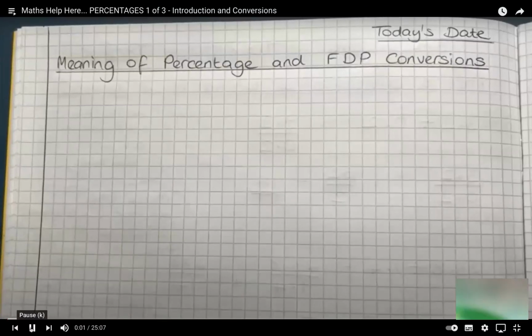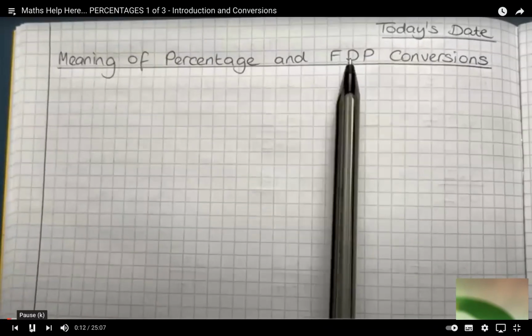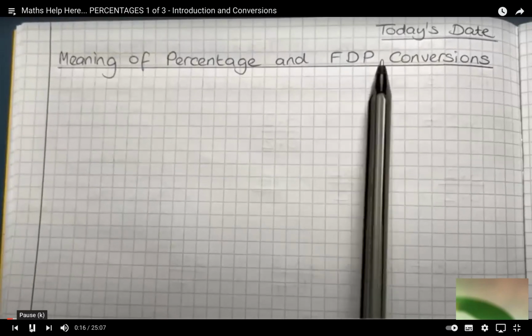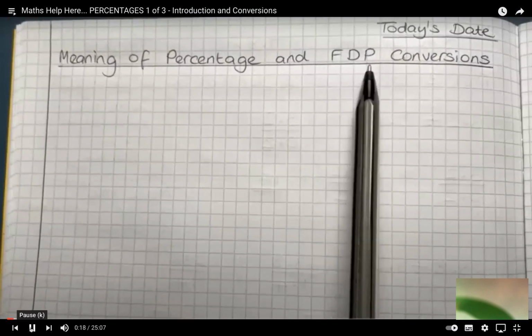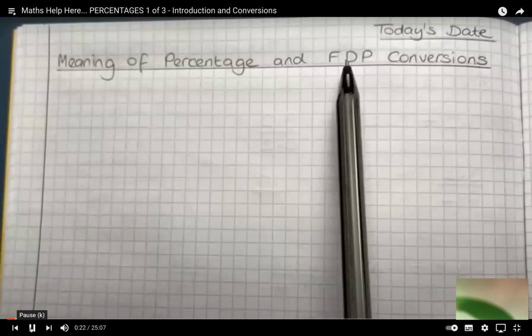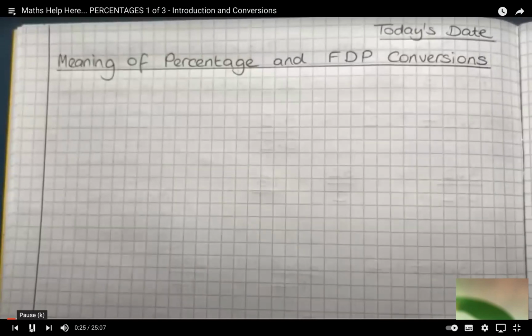Hi there, today we're going to be looking at percentages. We're going to start with looking at the meaning of percentage, and then we're going to be looking at some conversions between fractions, decimals, and percentages. You'll see the three-letter acronym FDP quite often when it comes to fractions, decimals, and percentages.